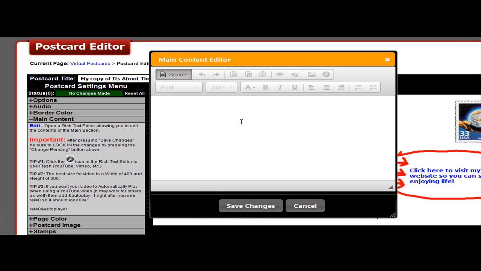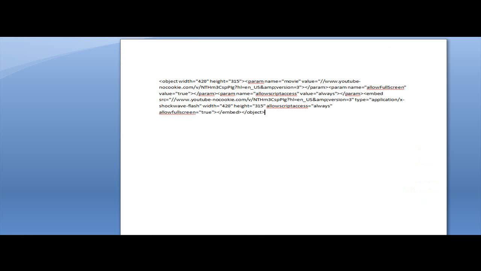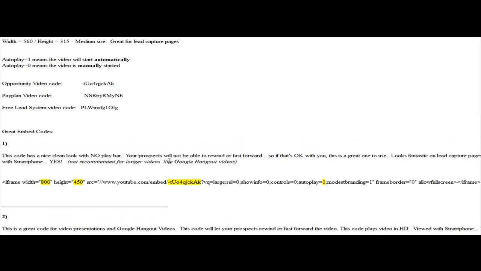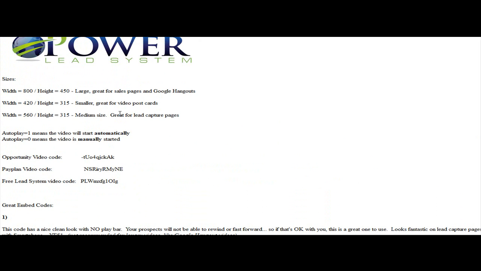It might have things that show up afterwards, but this is going to allow you to create a much better looking video. So here's the code they gave me. Now I'm going to go back. And because I'm creating a video postcard, the first thing I want to look at is right here, the size, 420 by 315. That's great for video postcards. So the first thing in the code that I want to change is 420 by 315.